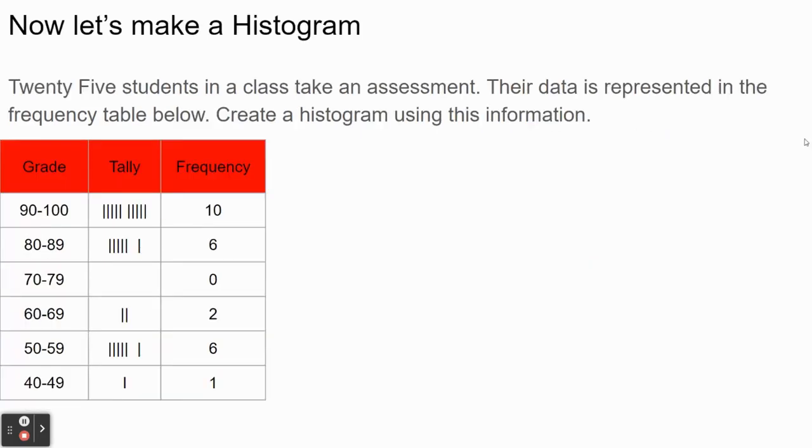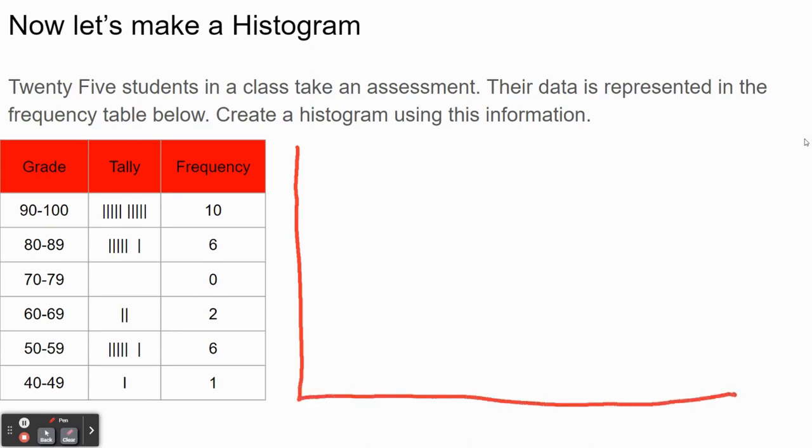So now that we've made our frequency table, let's use that information to make a histogram. So, a histogram is always going to consist of a scale, kind of like a coordinate plane. We're going to have an x and a y axis, sort of.